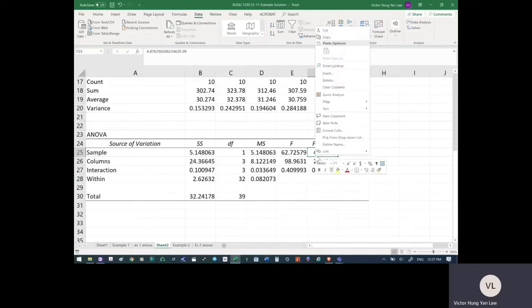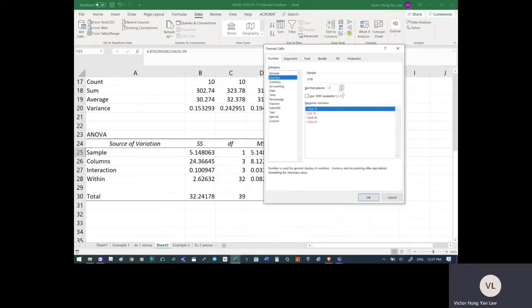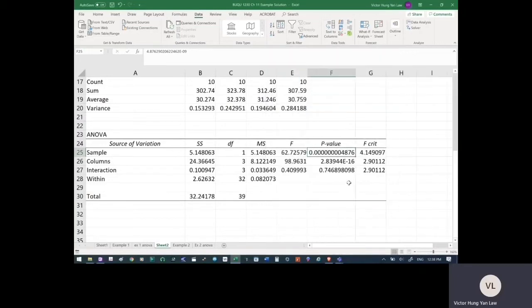So right-click, Format Cells, and then click on Number. We're going to increase the number of decimals until we can see a number that we can understand. Once we see a number that we understand, we press OK, and that's what that number represents. So you need to know how to convert a number from scientific notation to a regular number, so that you can understand what they're talking about.